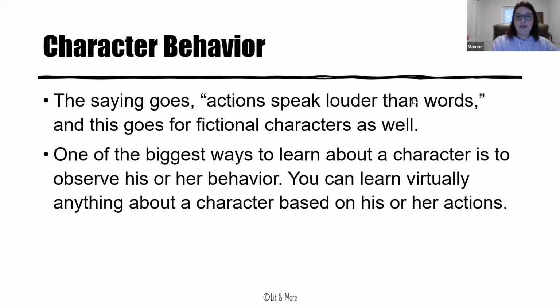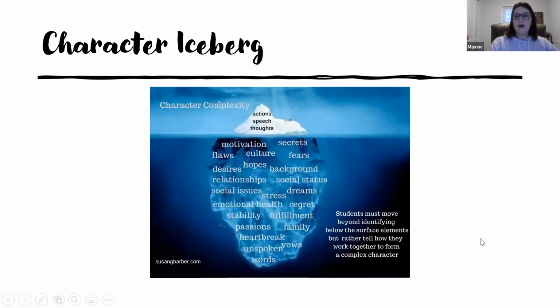As far as character behavior, the saying goes, actions speak louder than words, and this is true of fictional characters as well. One of the biggest ways to learn about a character is to observe their behavior. You can learn virtually anything about a character, just like you can learn virtually anything about a person based on their actions. This character iceberg is something I like to share with my students because I think it's helpful. It helps to break down the fact that characters are complex. Just like an iceberg, where you have just a little bit over the surface of the water, there's so much more of it that's beneath.